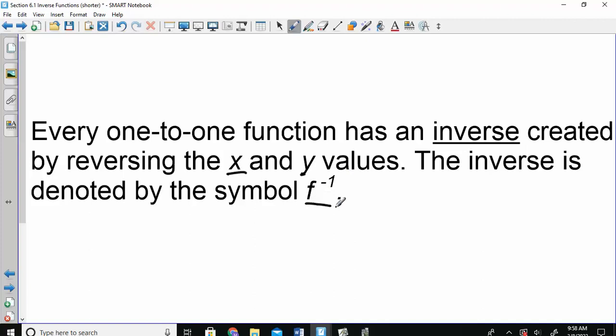We use this f to the negative 1 to represent inverse. We're used to negative powers, meaning flip it. This is a slightly different notation. So if you have f to the negative 1, that's just talking about the inverse of a function. So let's start with just a listing of ordered pairs and finding the inverse.